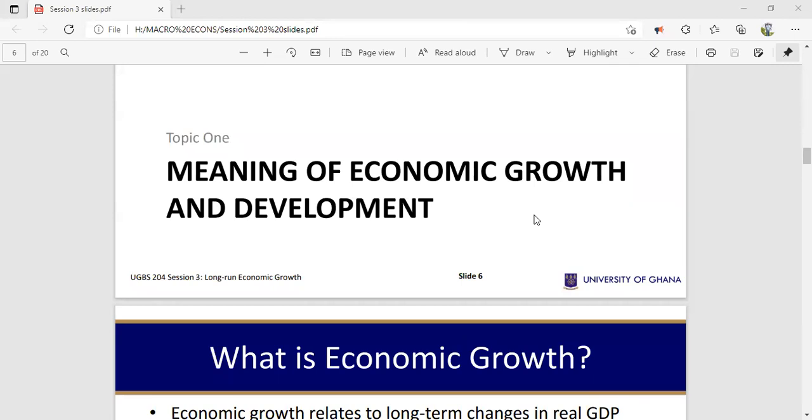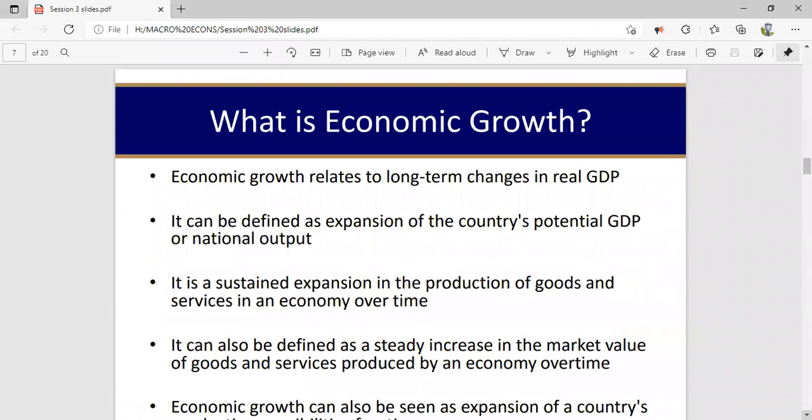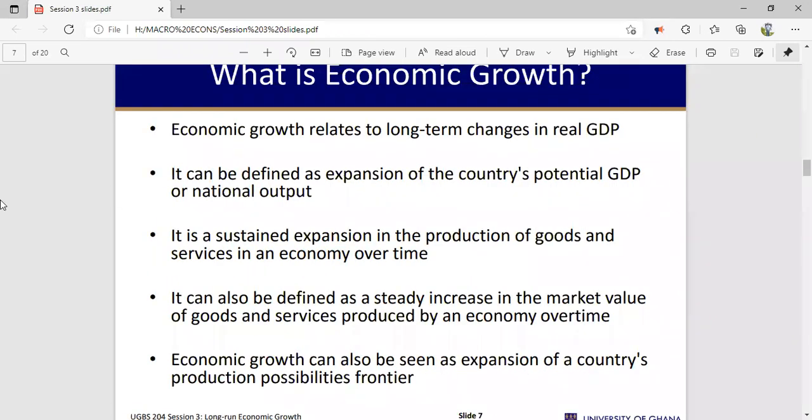Okay, so it basically seems that almost, I can't say almost, like 10% of the class knows something about economic growth. Okay, so all that you guys said is true, just that for economic growth, our focus is on the real GDP.